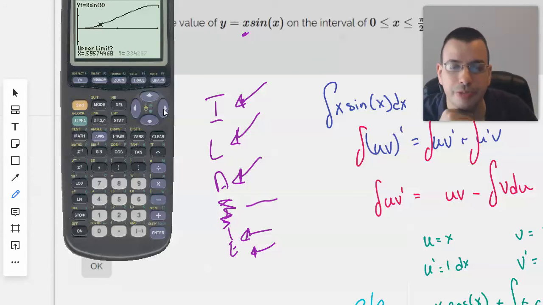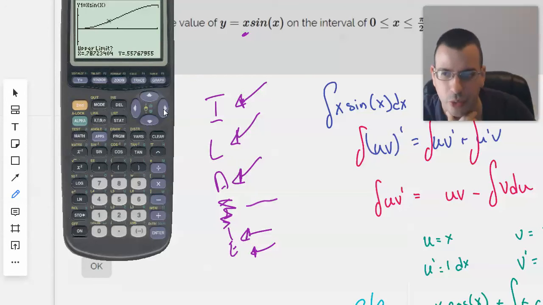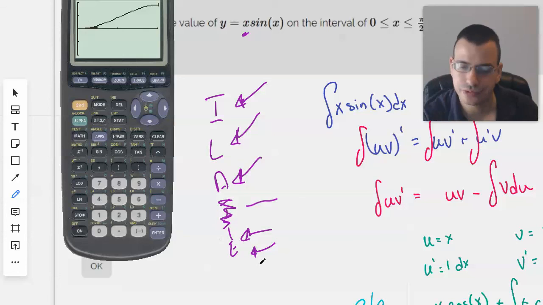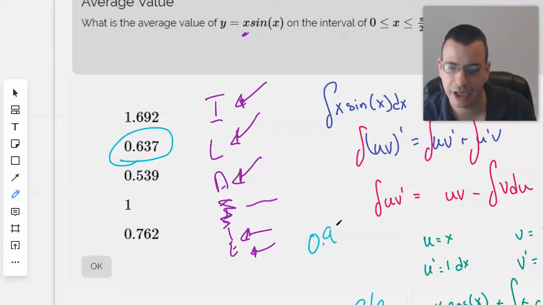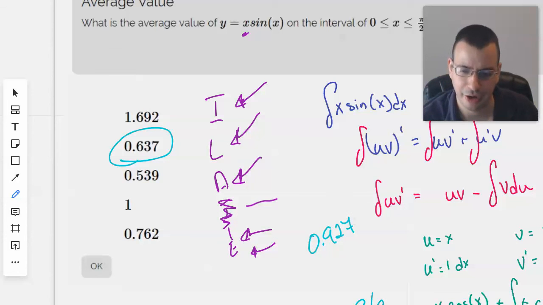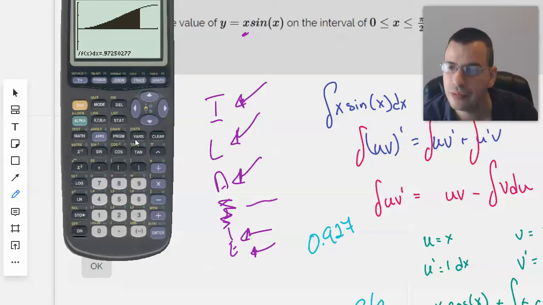All right. So we want to go to pi over 2, which is like 1.5, 1.6. Between 1.55. We'll split the difference. 1.5. Yeah, it looks like pi over 2. Maybe. Click. And this gives us 0.927. Oh, that doesn't feel right at all. Well, okay, 0.972.